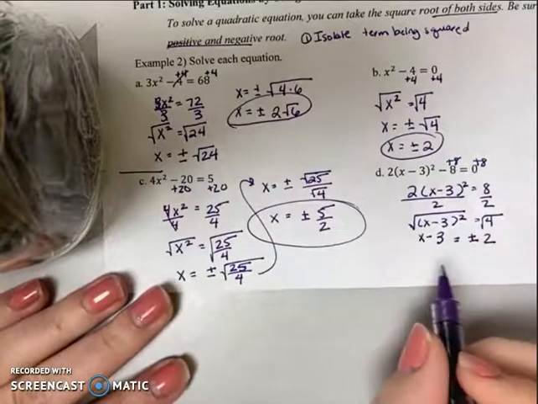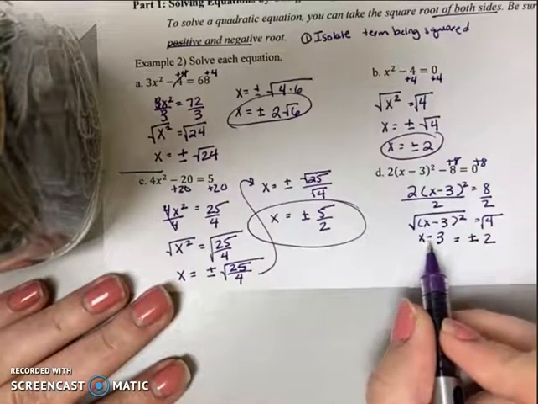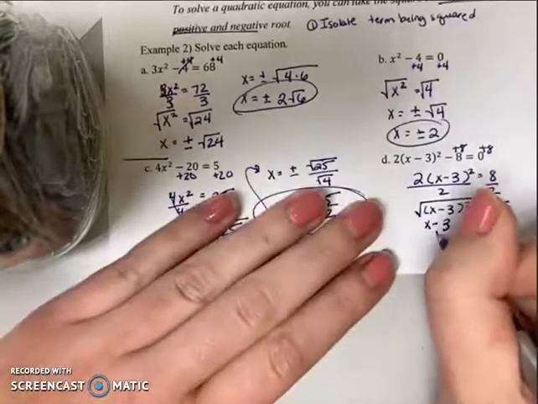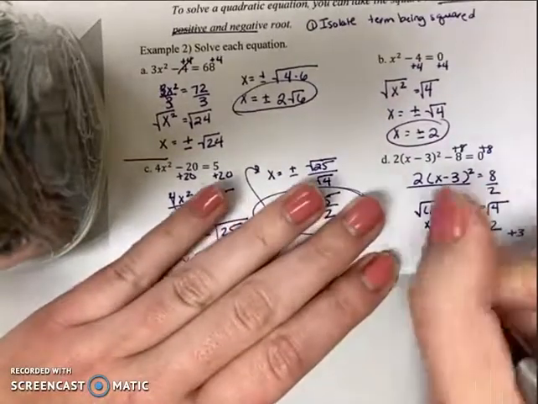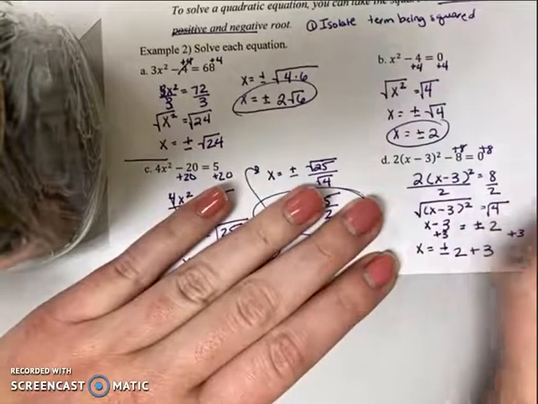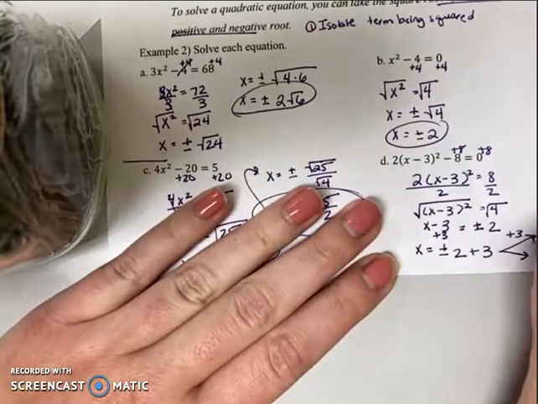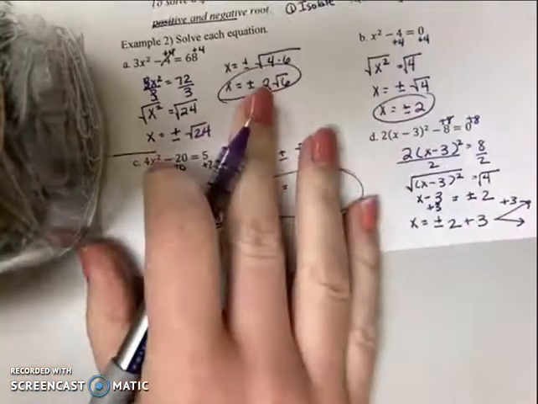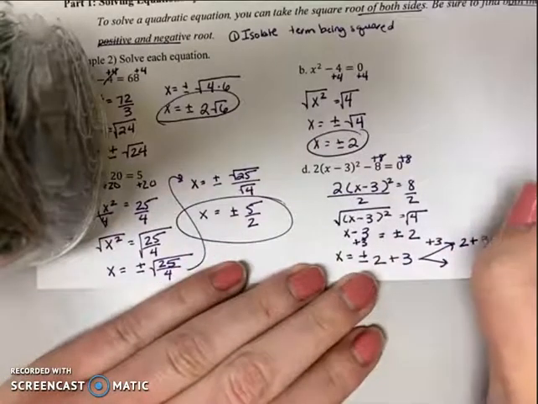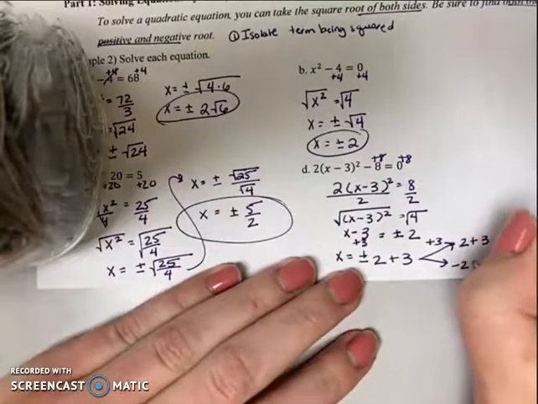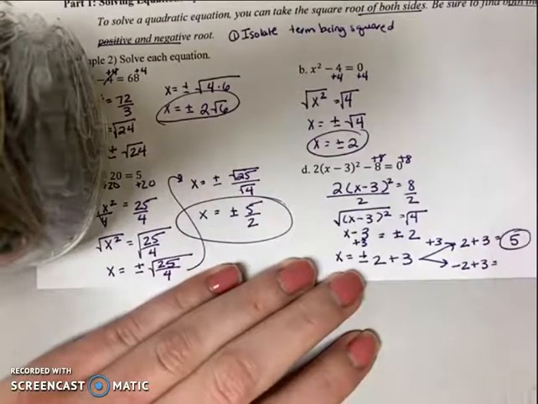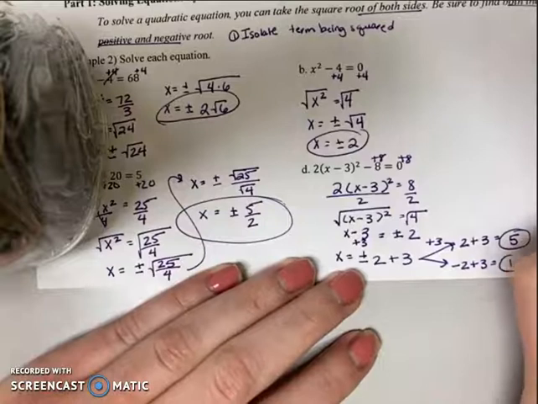But x still isn't by itself, okay? Now I have to add 3 to each side. So if I add 3 to each side, I have x equals plus or minus 2 plus 3. So really, my two solutions will be a positive 2 plus 3 and a negative 2 plus 3. So my answers would be 5 and 1.